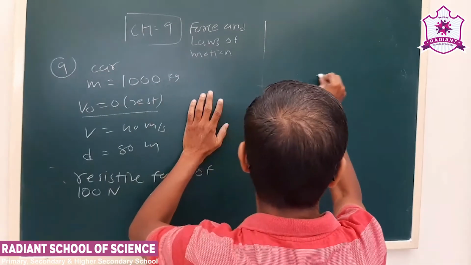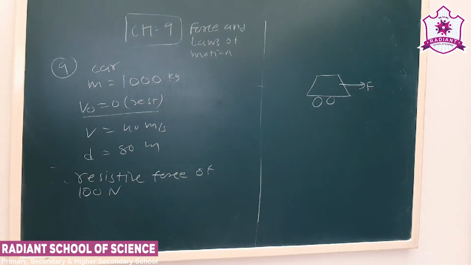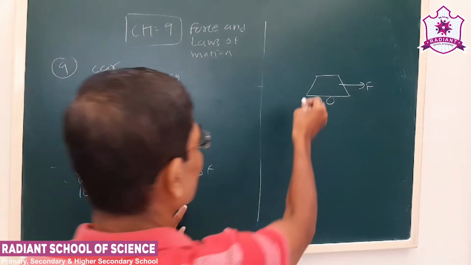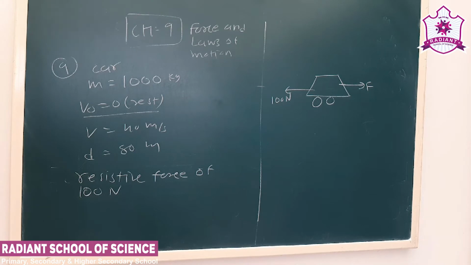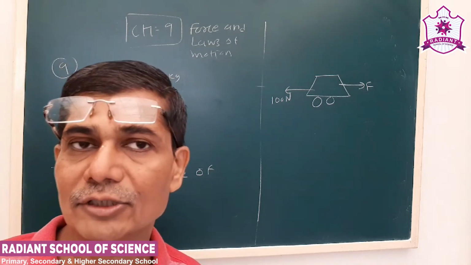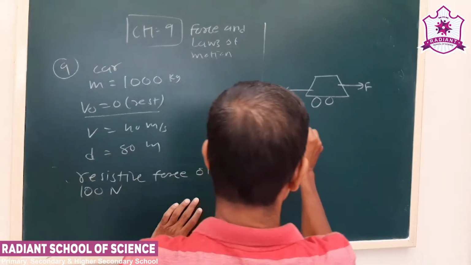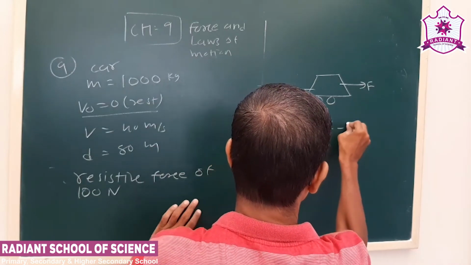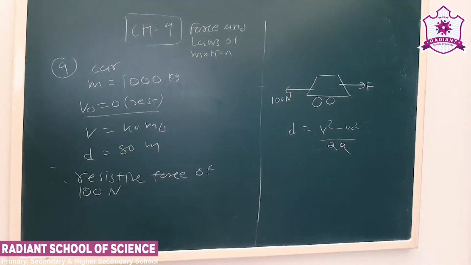Now see here, this is our external force that is produced because of the engine power, and the resistive force of 100 Newton is always in the opposite direction. Now first we have to calculate the external force. Here we have to use the F is equal to ma equation, but first we have to obtain the value of the acceleration. Our equation is D is V square minus V0 square upon 2A.